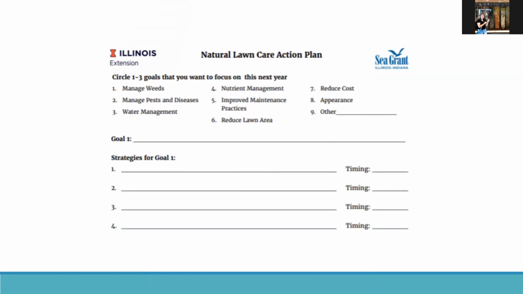So I'm going to zoom in here to the top of this sheet just so you can see it a little better. And you'll notice that a majority of the sheet has lines on it. That's because this is an action plan for you. So this line right here says goal 1, and this is where you'll write one of those goals that you just chose. Maybe it was water management. Then throughout the rest of this presentation, or later on, whatever, you'll want to fill in those strategies that we've talked about and the timing of them. So it'll be important to kind of look at that and figure out, that way you have some strategies that specifically address your own goals.